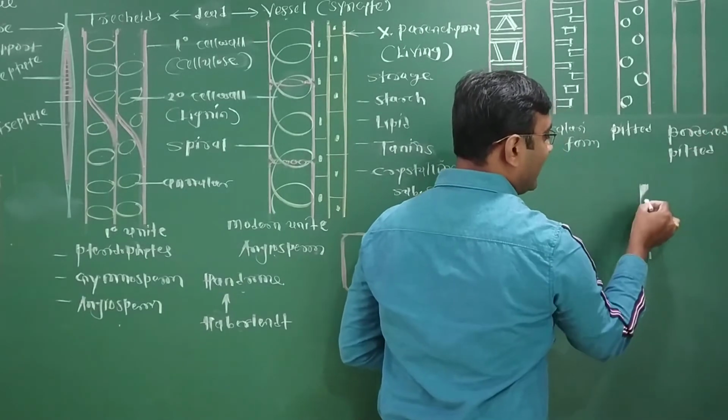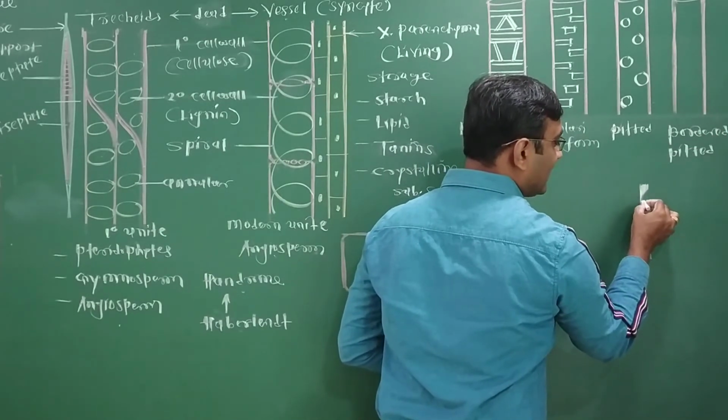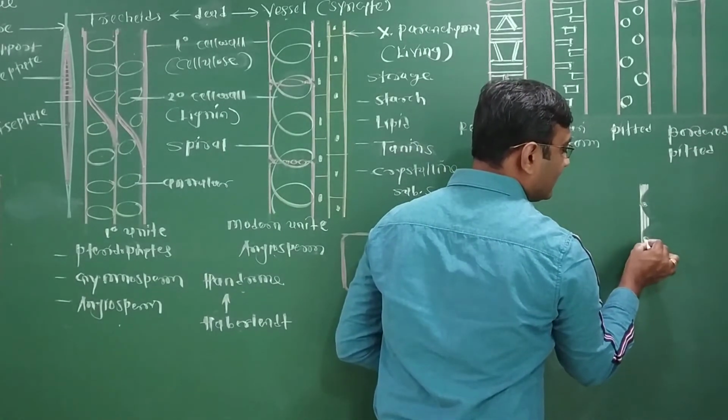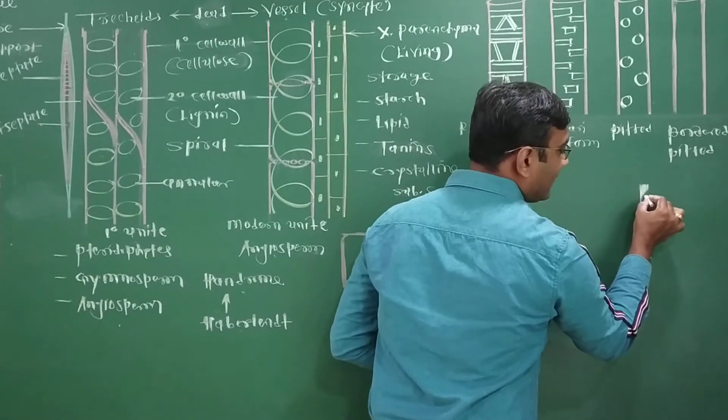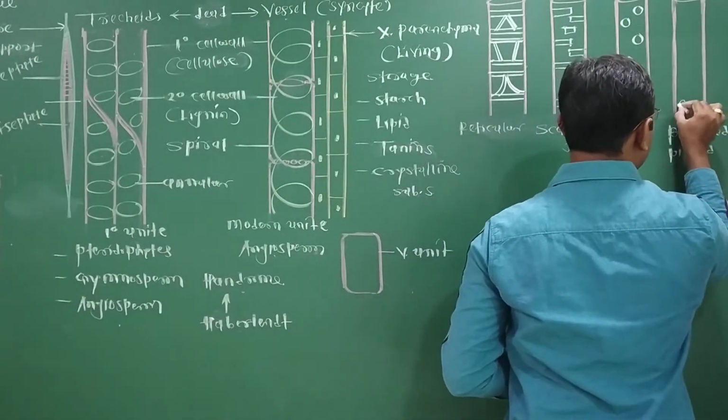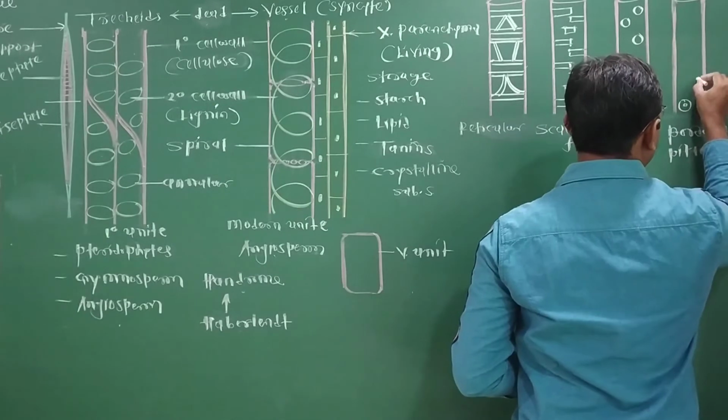Now pitted has two patterns. This is simple pitted, but centrally once again lignin is present. So the pit is present at the border. That's why we can say bordered pitted. This is bordered pitted.